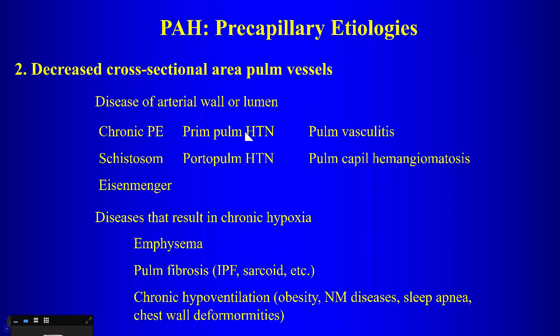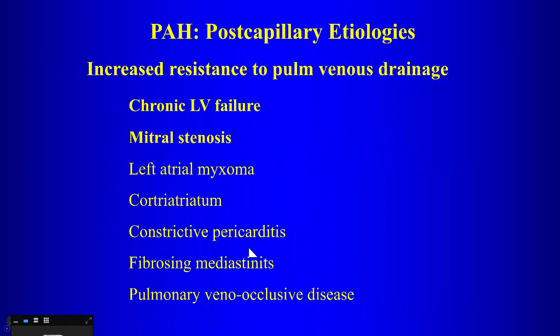That can be a common cause of pulmonary hypertension in undeveloped countries. And then here you also have primary pulmonary hypertension, portal pulmonary hypertension. So these are abnormalities of the vessels themselves. Then in this category also diseases that destroy pulmonary capillaries and pulmonary vessels, like emphysema and lung diseases. Right? So all of these can result in pulmonary hypertension.